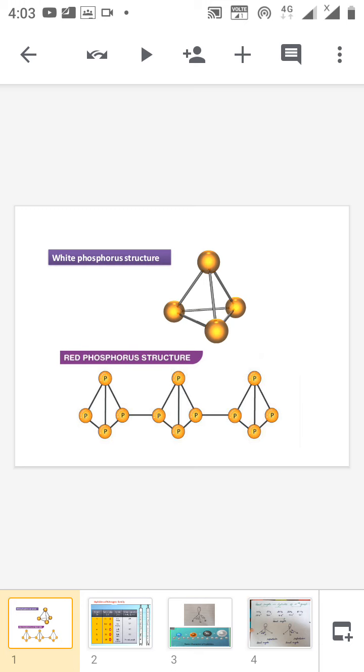The bottom of the slide shows the red phosphorus structure. Red phosphorus is obtained by heating white phosphorus at a very high temperature, 673 Kelvin, and it is again P4 tetrahedra linked together in a manner as shown below. White phosphorus is very reactive, that's why we can observe the fumes, especially in a cemetery. This is mainly due to the reaction of phosphorus with the air.